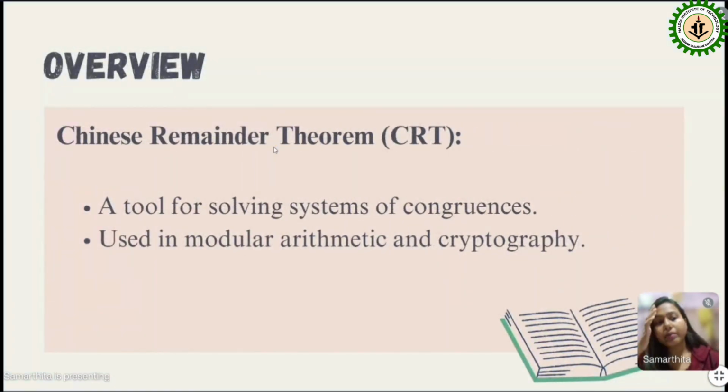So now, talking about the Chinese remainder theorem, basically it is a theorem, and it is used as a tool for solving a system of congruences. Now you may ask, what are congruences? A system of congruences is a collection of congruence equations that need to be satisfied simultaneously. Congruences are part of modular arithmetic and involve conditions where two numbers have the same remainder when divided by a given modulus. Okay, so the remainder will be the same.